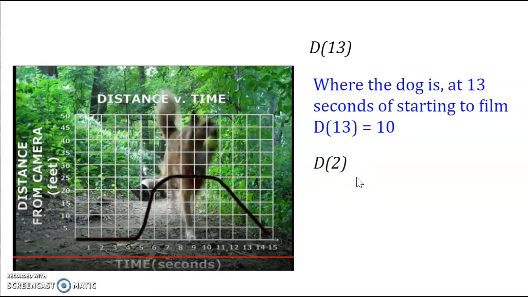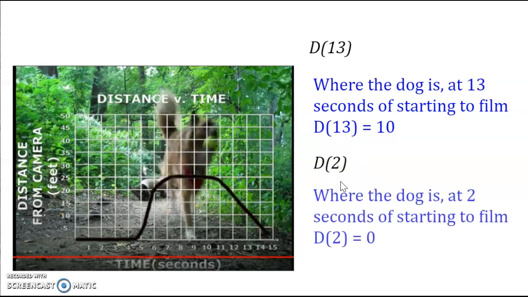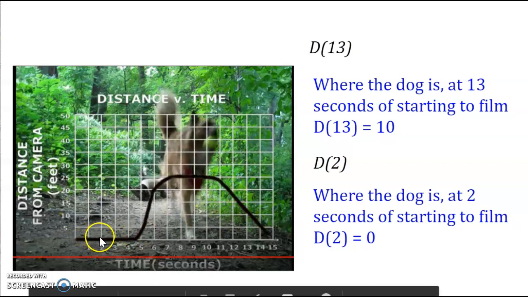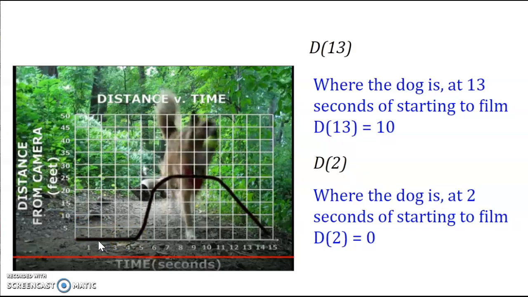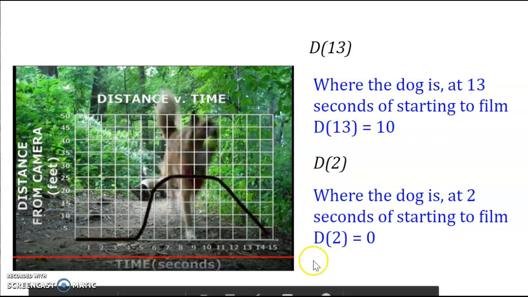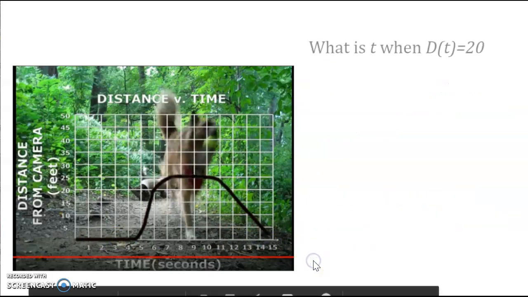What about D of 2? What is D of 2 asking? It's asking where is the dog at 2 seconds of starting to film. So after 2 seconds is here. Where is he? The distance from the camera is at 0. That means he's still staying put. He hasn't been released, or the ball hasn't been thrown yet. Okay. All right. Then the next slide.